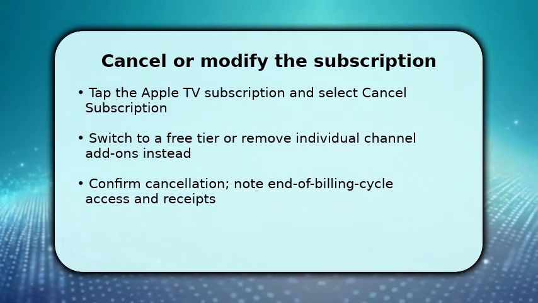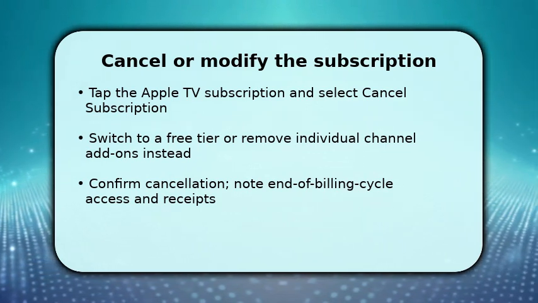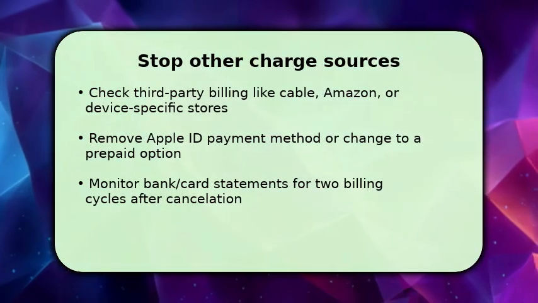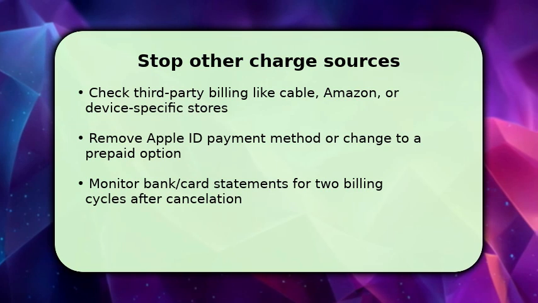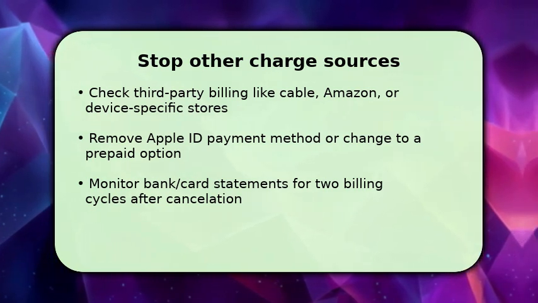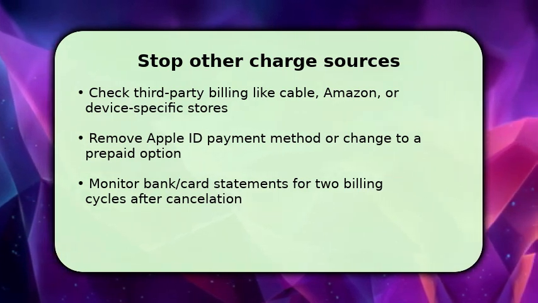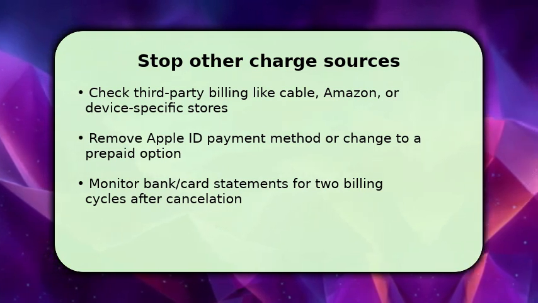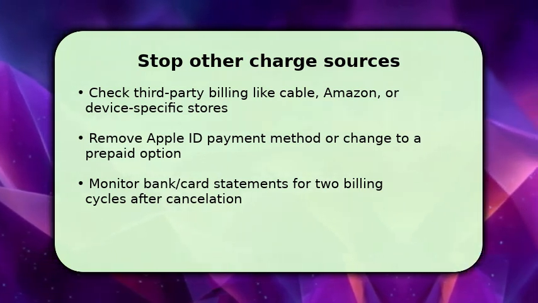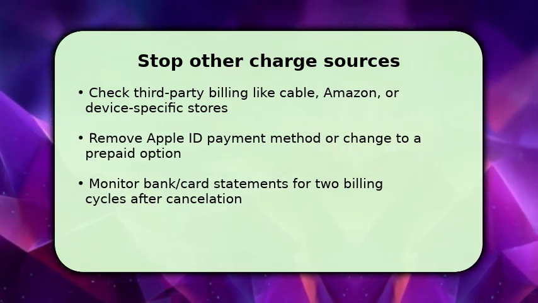Finish by eliminating secondary charge paths and verifying bank activity. Check third-party accounts like your cable provider, Amazon, Roku, or Google Play where Apple TV channels can bill you, and cancel those too. If needed, remove or replace the Apple ID payment method with a prepaid card to prevent accidental recharges. Finally, watch your bank and card statements for the next 2 billing cycles to catch any residual or duplicate charges.